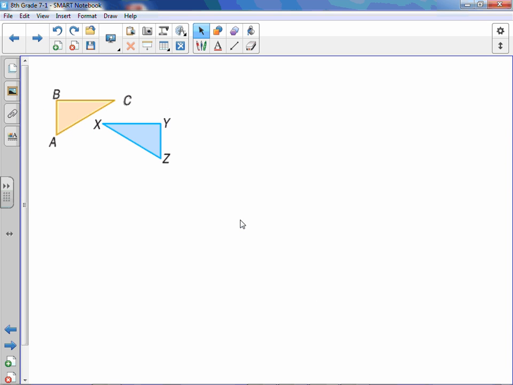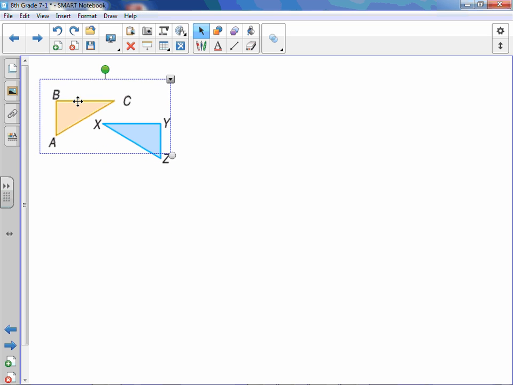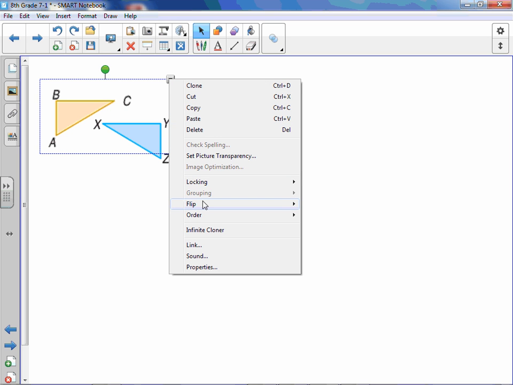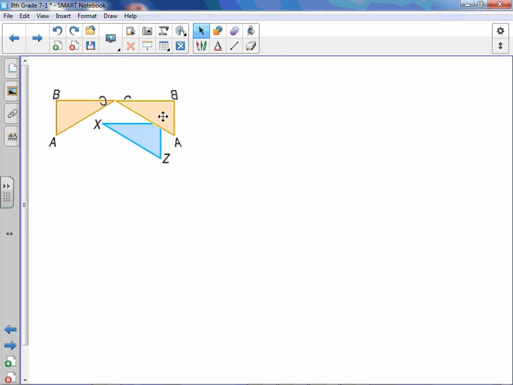So here we have two triangles. I need to see if this triangle ABC is congruent to this triangle ZXY. So let's see. Let's take this triangle, and actually let's leave it here. Let's go ahead and reflect this triangle. So there it is reflected. Okay. Then we can move it down and left. And as you can see, it completely covers the other triangle there. So in this case, yes, they are congruent.